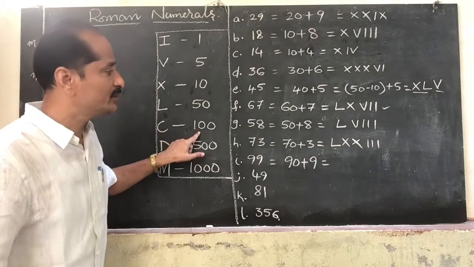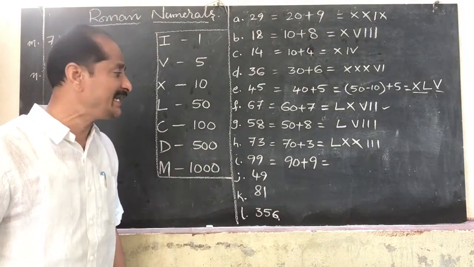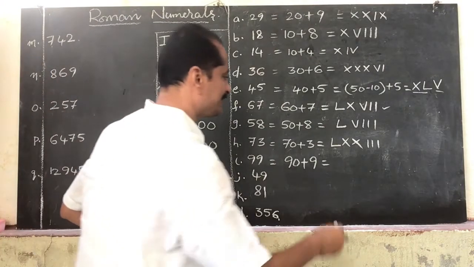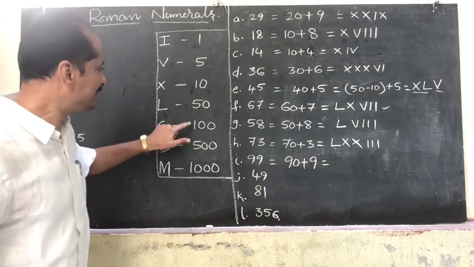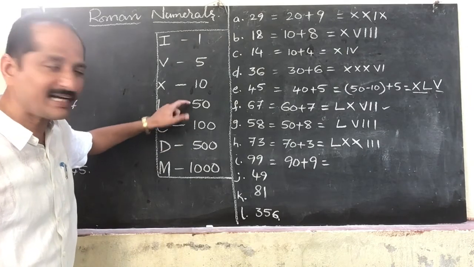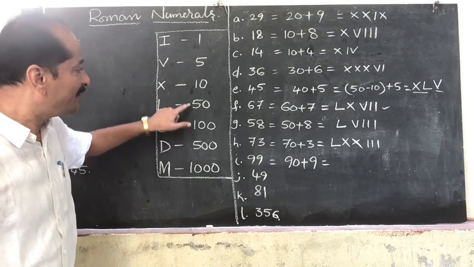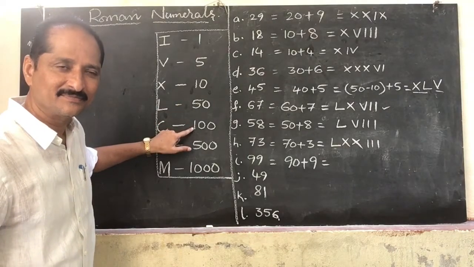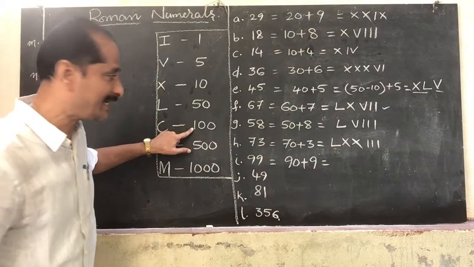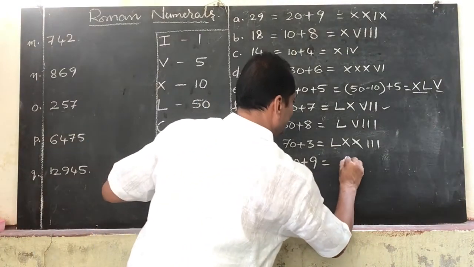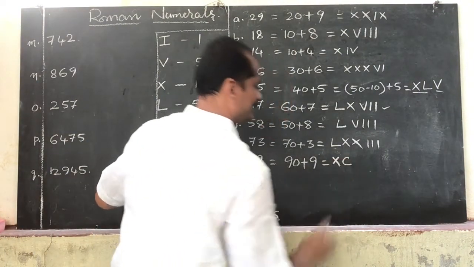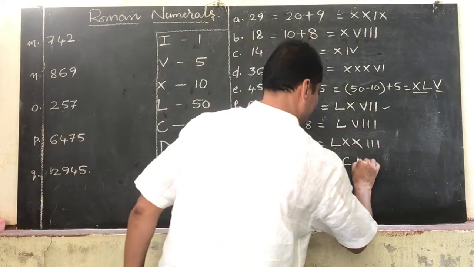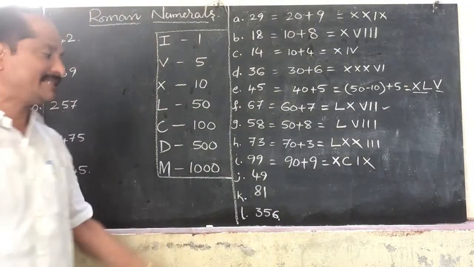So to write down 99, use 90 plus 9. 90 means 100 minus 10. Where is 90? 90 is in between 50 and 100. So, should we add 40 to 50, or subtract 10 from 100? Yes, 100 minus 10. 100 is C. C minus 10: X before C. XC is 90. And 9 we also know: IX. So 99 is XCIX.